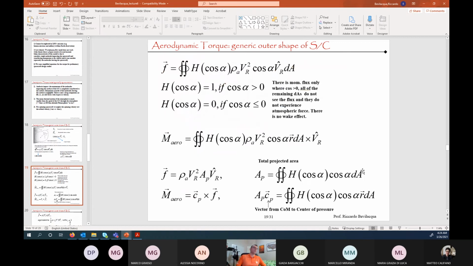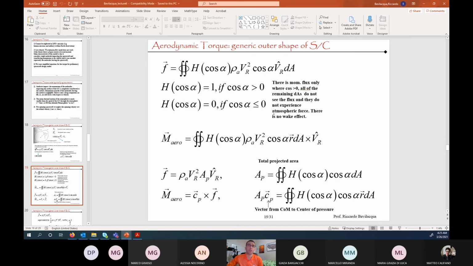If I want to find the force on the entire spacecraft, then I have to perform an integration over the entire outer surface of the spacecraft of that same expression. And in this integral, which is repeating the same expression I gave you before, this is dF, I have this function H of the cosine of the angle of attack, which is 1 if the cosine of alpha is greater than 0, and it's 0 if it's negative, which means that I'm going over the surface and I'm only caring about the front, if you like, of the spacecraft.